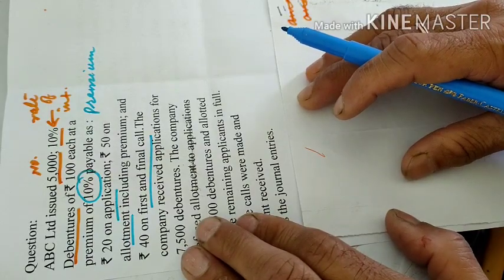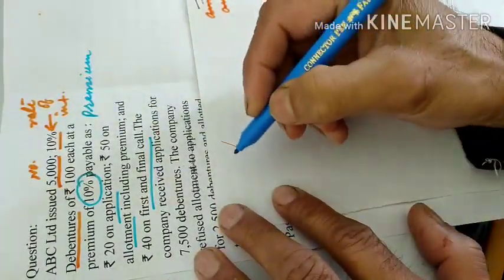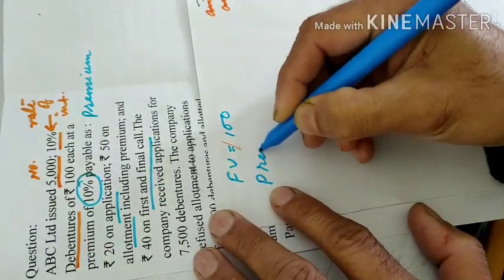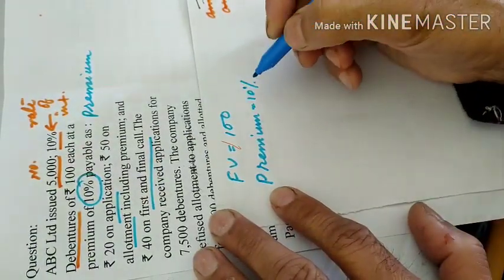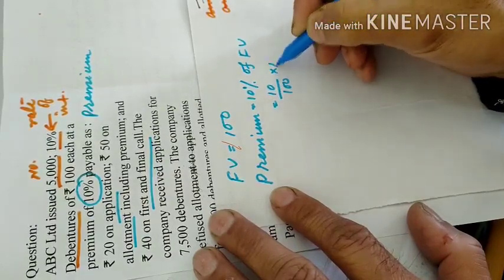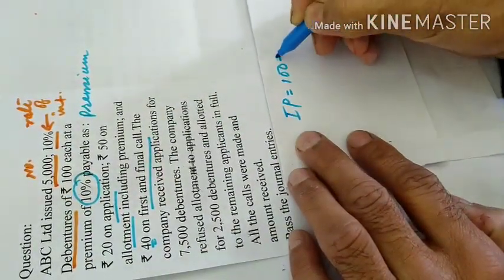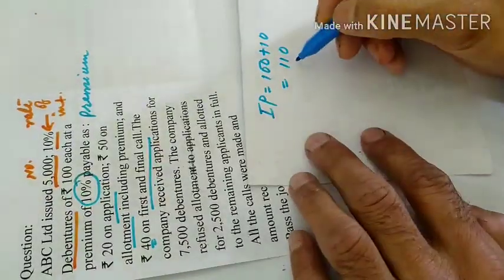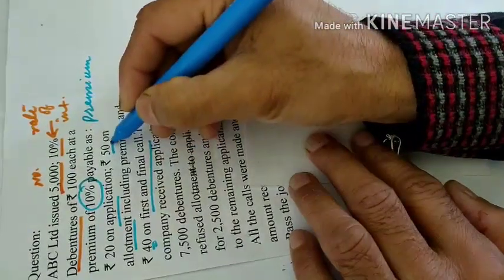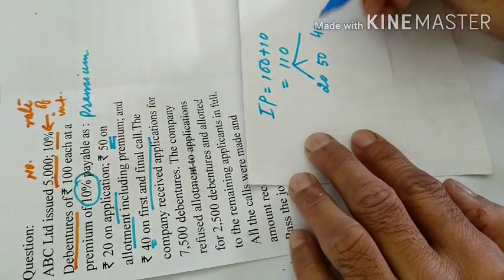Now let's go ahead with the journal. Before that, we need to understand this. Here you have face value, which is rupees 100. Then you have a premium of 10%, and premium is calculated on face value, so it is 10% of face value. This gives you 10 by 100 into 100, so your premium amount is 10. The issue price is face value plus premium 10, so altogether 110. This 110 is paid in 3 installments. The first installment is application, which is 20 rupees. The second installment is allotment, 50 rupees, and the third and final installment is 40 rupees.